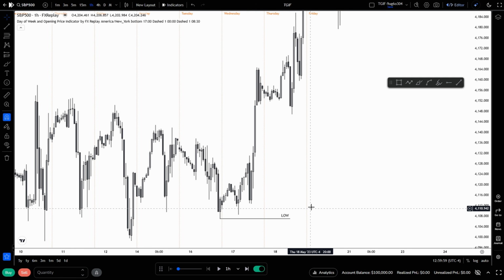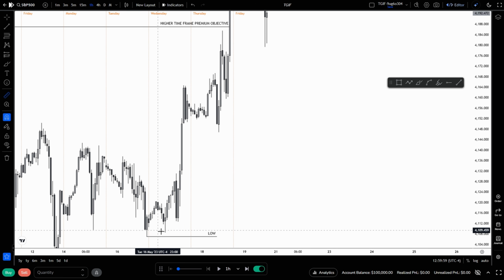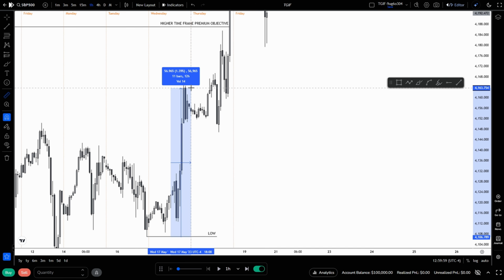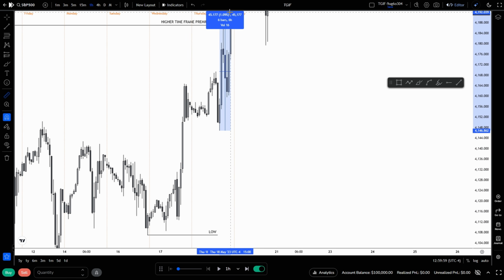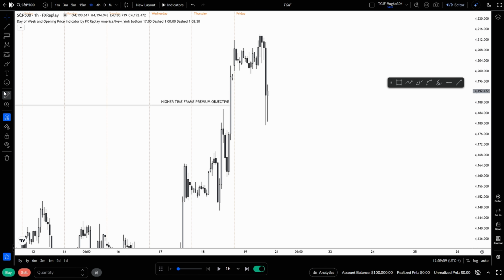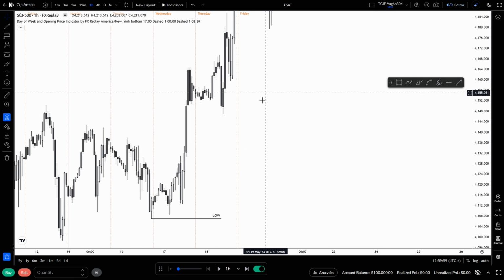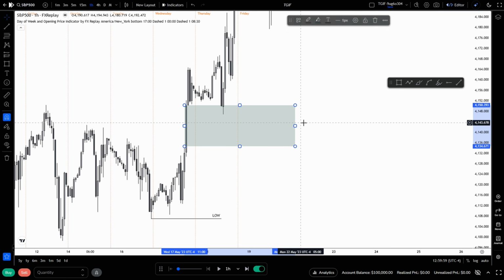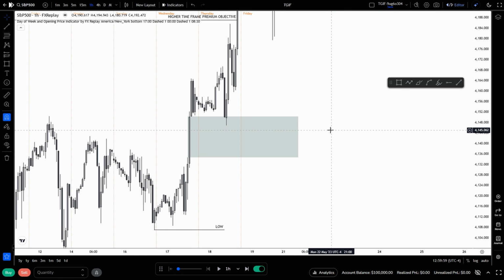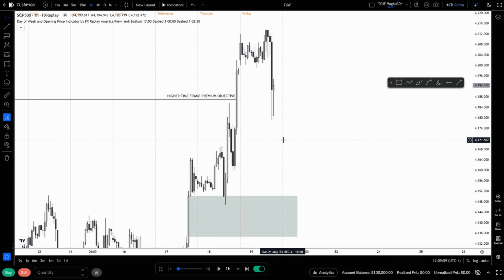Now moving on to the second condition, we ask, did price expand through Thursday from that point of reversal? From Tuesday's low, we can see that Wednesday and Thursday both show strong expansion to the upside. There is clear higher time frame displacement and directional order flow, which confirms that price is actively expanding and not just ranging.